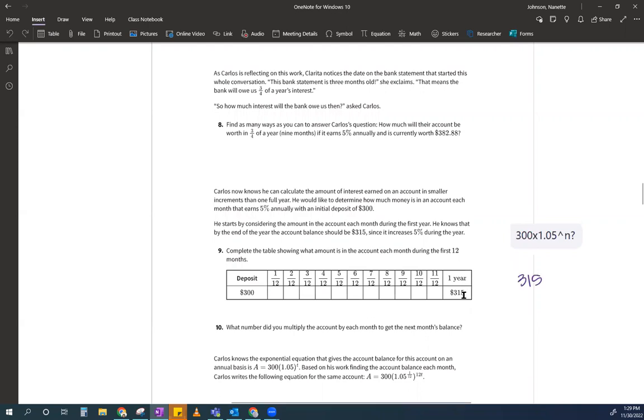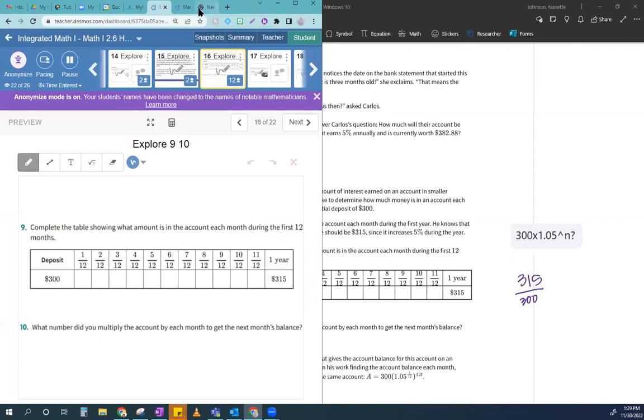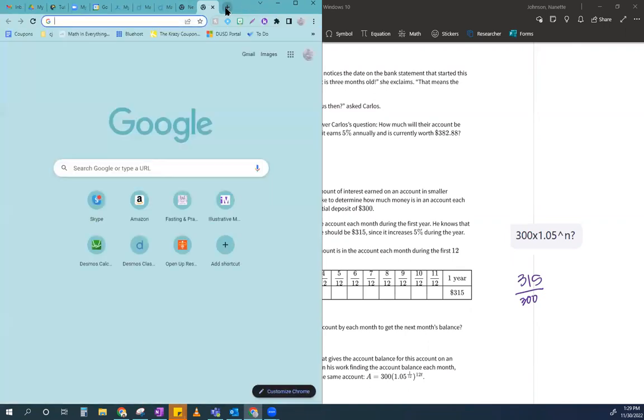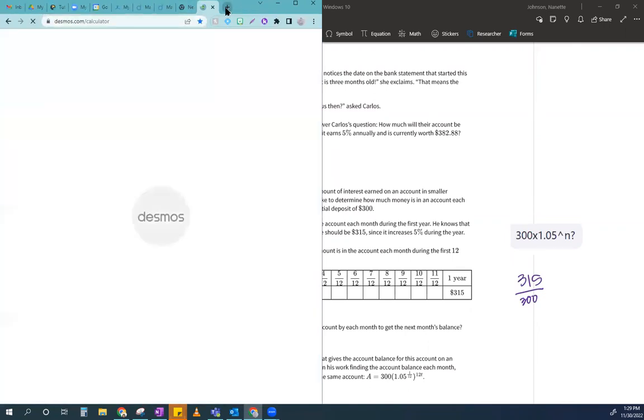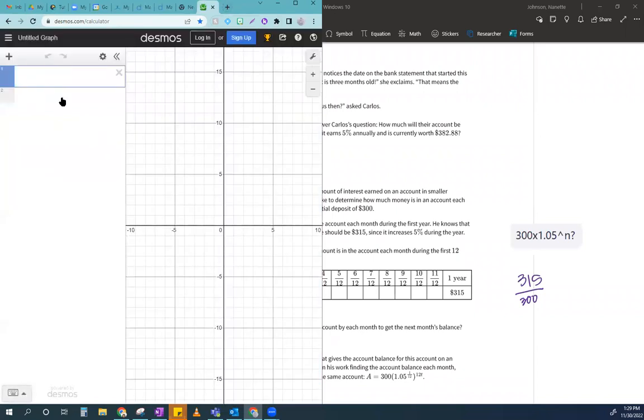So I am taking 315 and dividing it by 300, right? So whatever that number is, and we should already know what that number is, but that's okay. So where is my calculator? Oh, it's right here. So here's my Desmos. Okay. So I go 315 divided by 300, and it's 1.05. Does that number look familiar, you guys? Yeah.